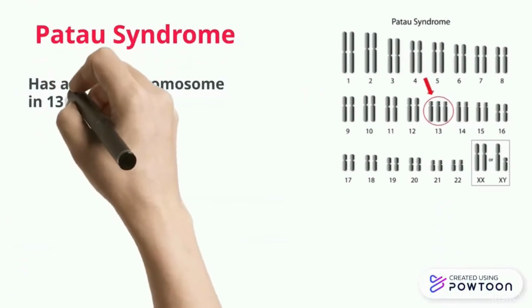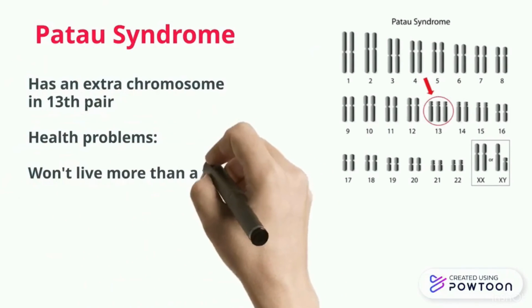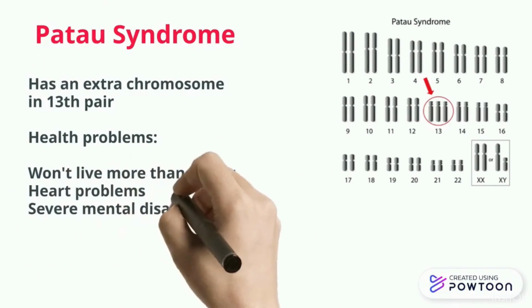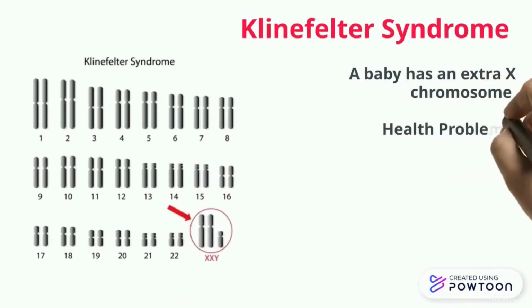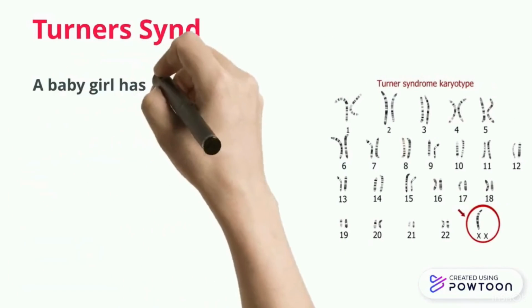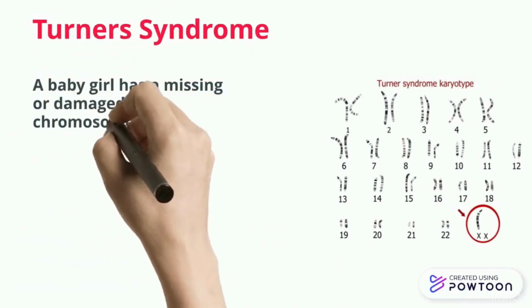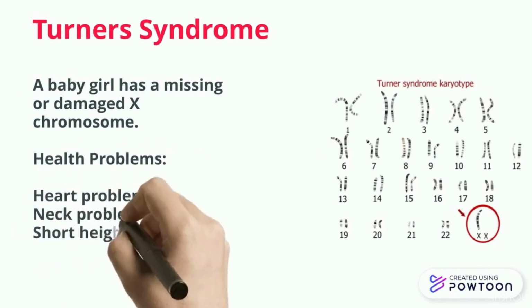Patau syndrome is when a baby has an extra 13th chromosome. These babies have a wide range of health problems, some of which are heart problems and severe mental disabilities. These babies won't live more than a year. Klinefelter syndrome is when a baby boy has an extra X chromosome. They may go through puberty at a slower pace and may not be able to have children. Turner syndrome is when a baby girl has a missing or damaged X chromosome. Some symptoms are heart problems, neck problems, and short height.